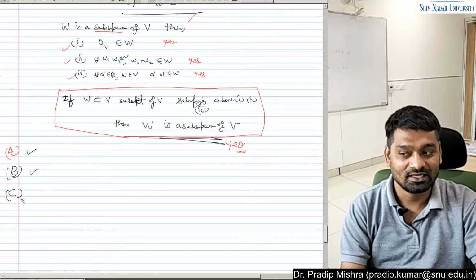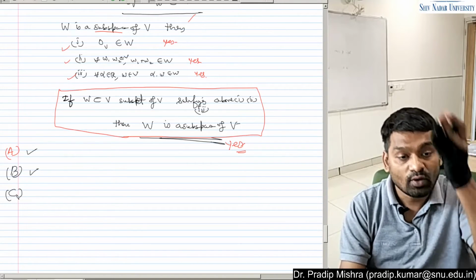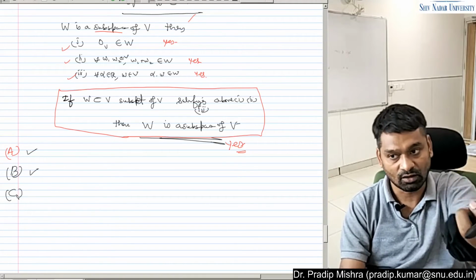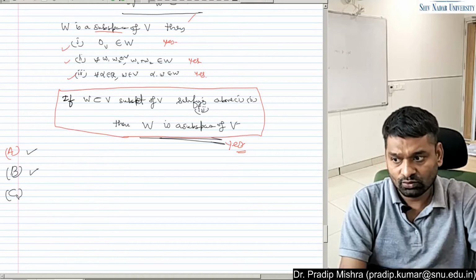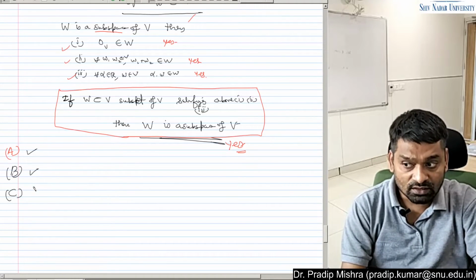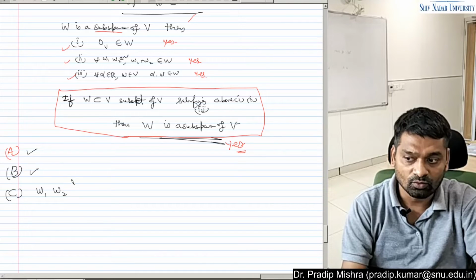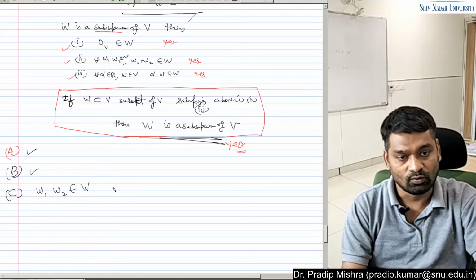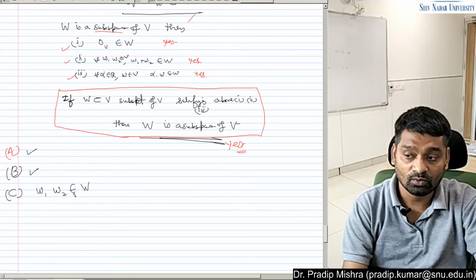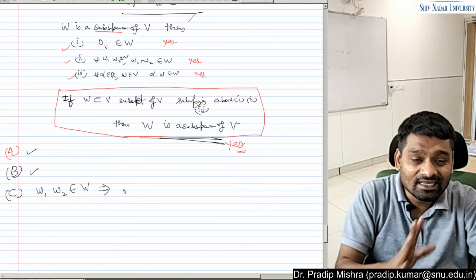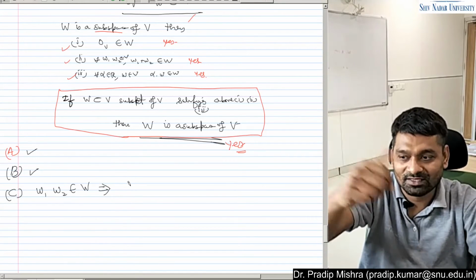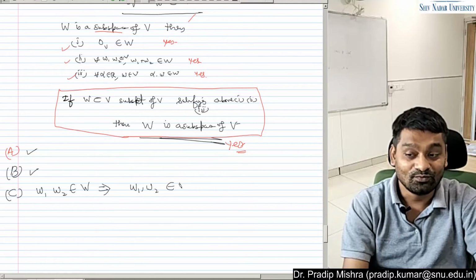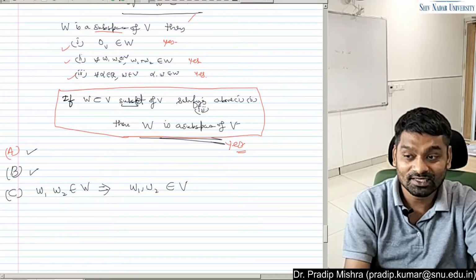Just listen to the proof of C. This trick you have to understand: how to go from the subspace to the vector space, and then bring the vector space result down to the subspace. So what is C? W1, W2 belong to W. What we have to prove is that W1 plus W2 equals W2 plus W1. I started from W1, W2 belonging to W. Next, immediately go to the vector space. This implies that W1, W2 belong to V, because W is a subset of V. The subset is given to you.